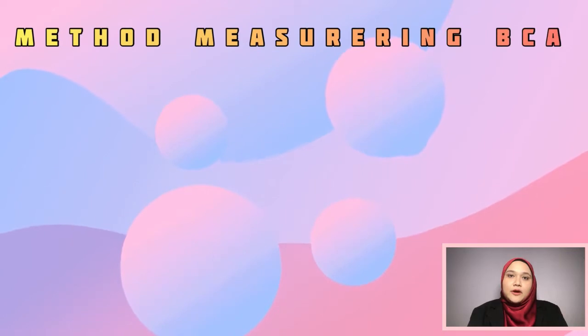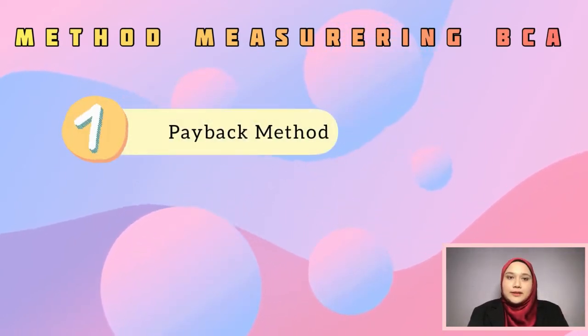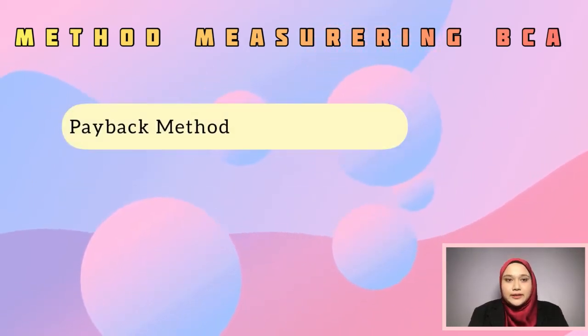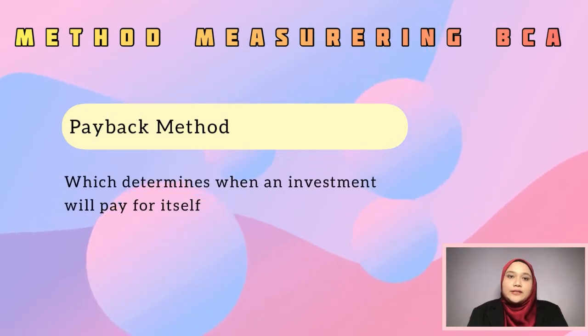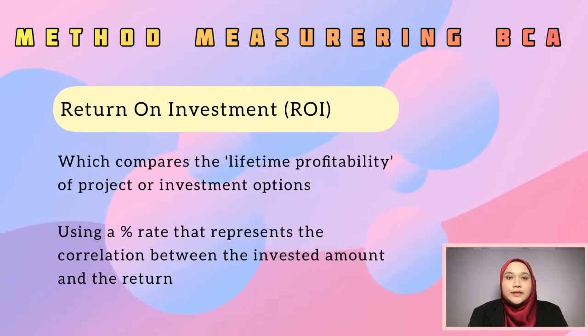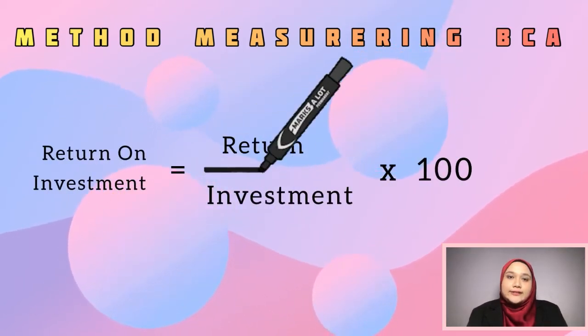The methods of measuring BCAs. There are two types. First, payback method. Second, return on investment. Payback method determines when an investment will pay for itself. Return on investment compares the lifetime profitability of project or investment options using a percentage rate that represents the correlation between the invested amount and the return, such as return divided by investment times 100.